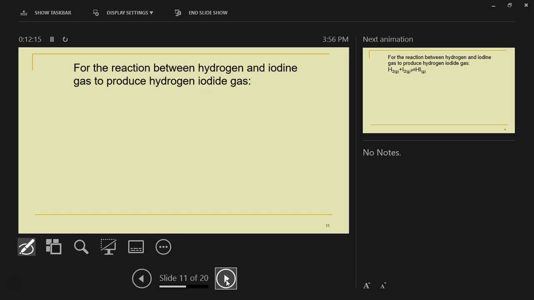Hopefully you remembered that both hydrogen and iodine are diatomic. So my equation is going to come out to be H2 plus I2 yields HI, because both hydrogen and iodine have charges of 1. Hydrogen's a +1, iodine's a -1, so they're here in a 1-to-1 ratio. Balance your equation and write your Kp. Pause the video and make that happen.